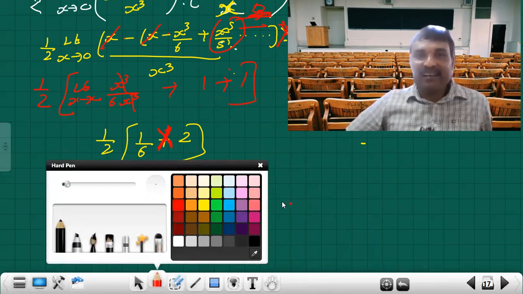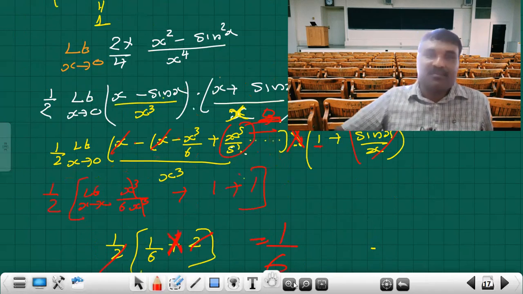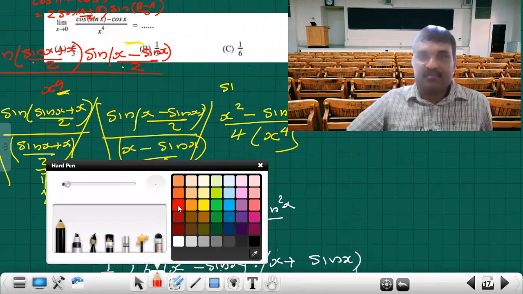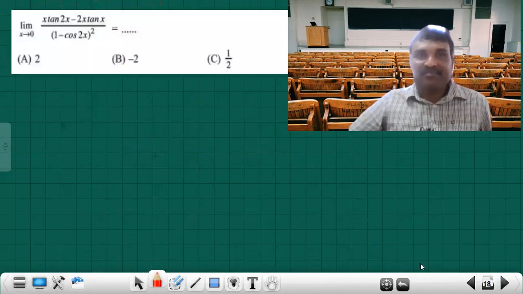So we can write this as this 2 and 2 get cancelled. So this is 1 by 6. So answer is 1 by 6. This is the correct option. The correct option is C, right? C is the correct option. Right. Instead of multiply, I just added. Right. Okay.